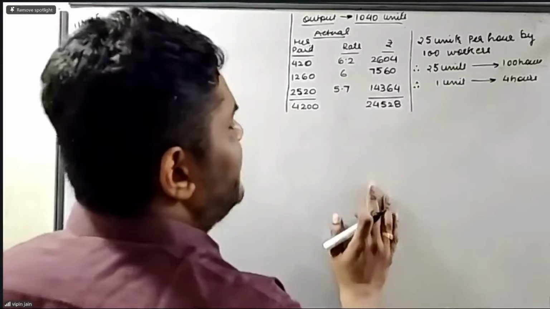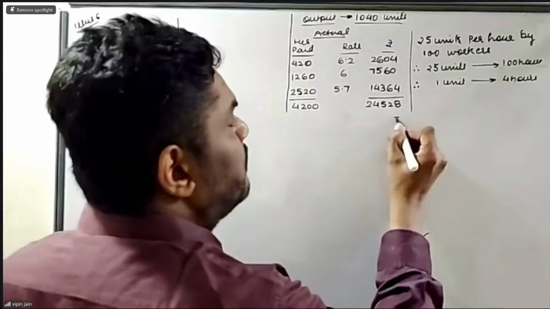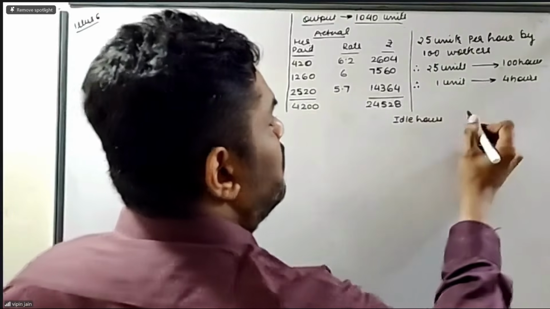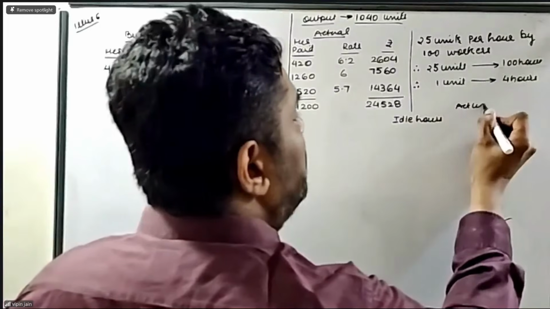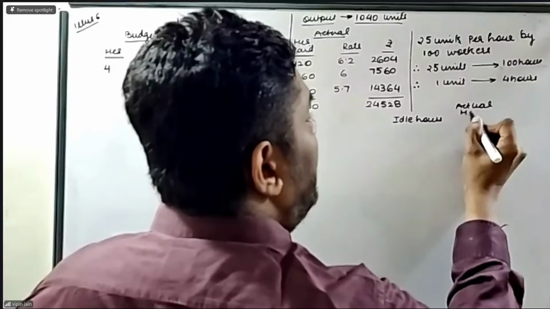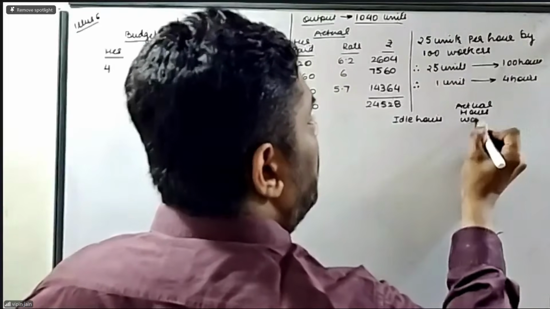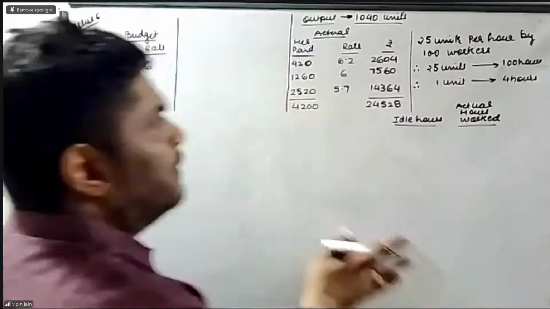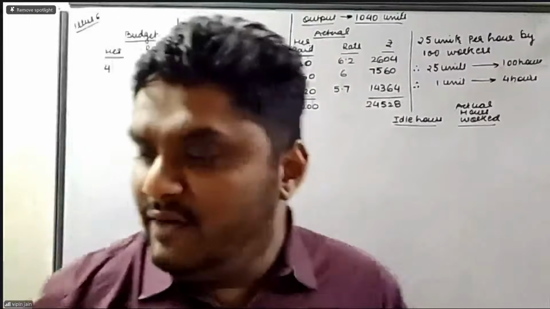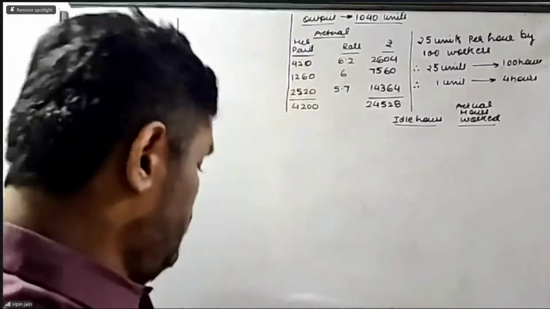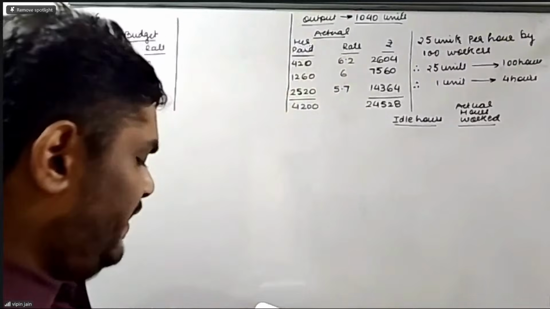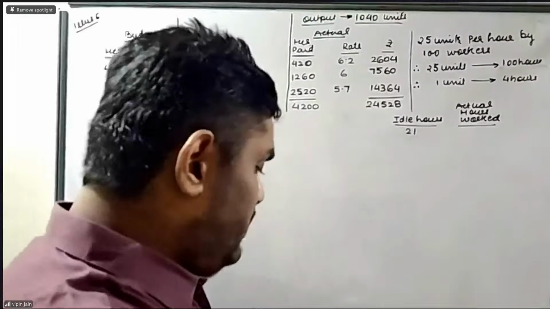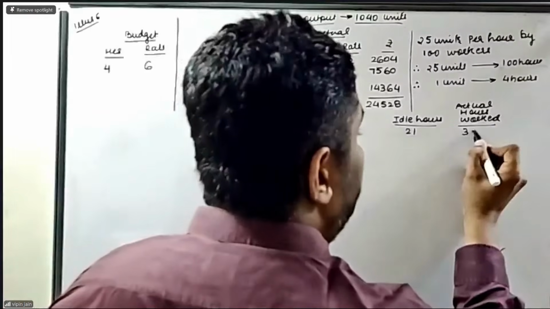Now see, here it is idle time also. So we will get actual hours worked. So idle hours are 5%. So 420 into 5%, that is 21 hours are my idle hours. So actual hours worked will be 399.